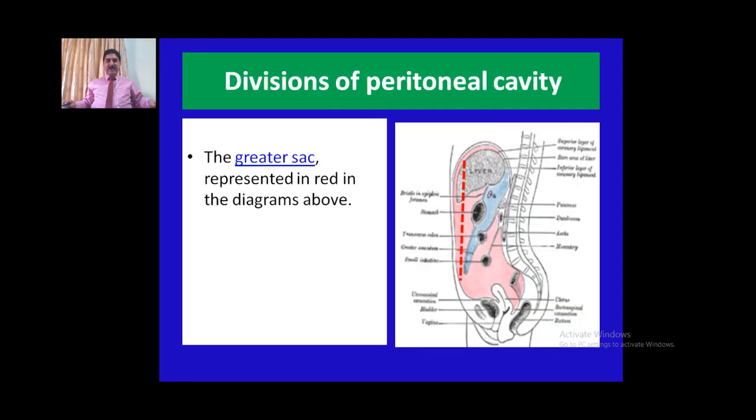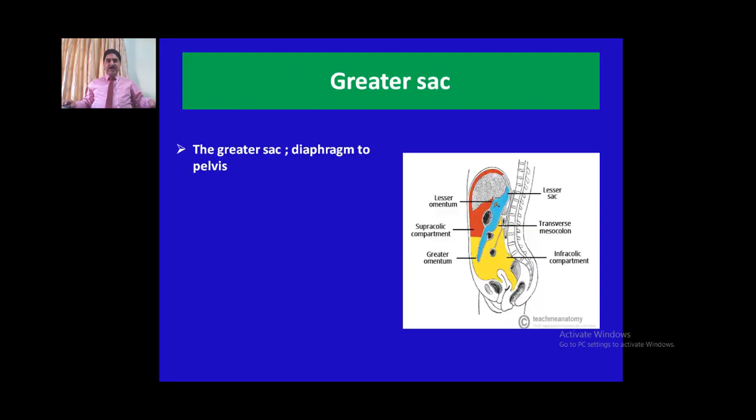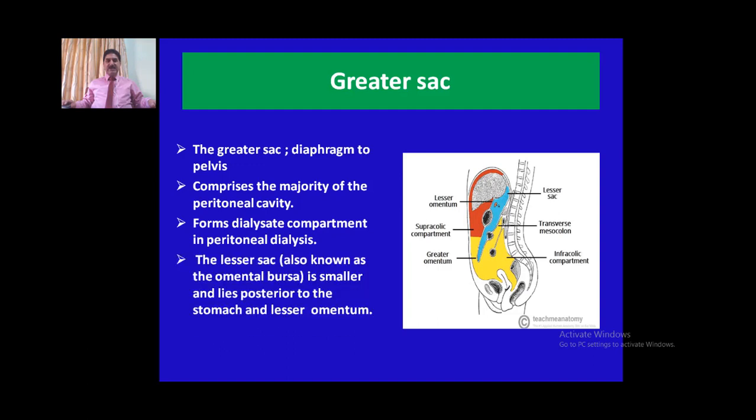The greater sac is represented in the red line in this diagram. The lesser sac is represented in blue. The communication between the two cavities is epiploic foramen. The greater sac extends from diaphragm to the pelvis. It comprises the majority of the peritoneal cavity. It forms dialysate compartment in peritoneal dialysis.